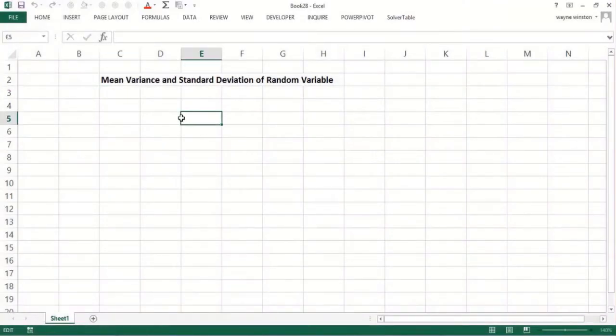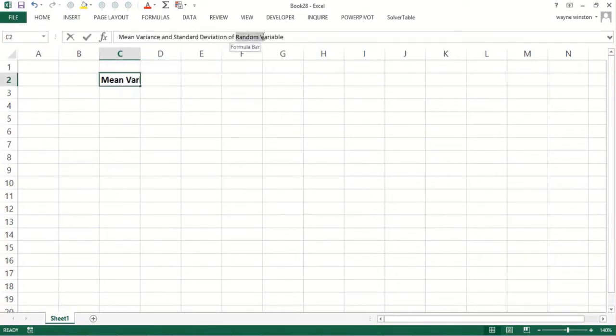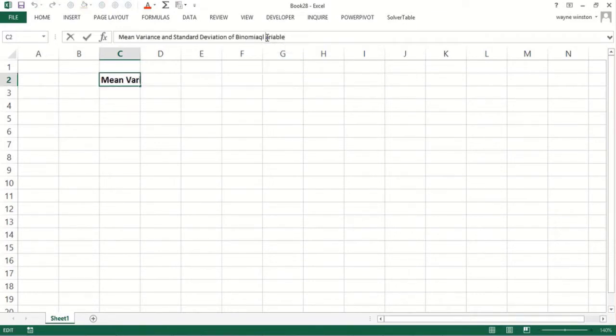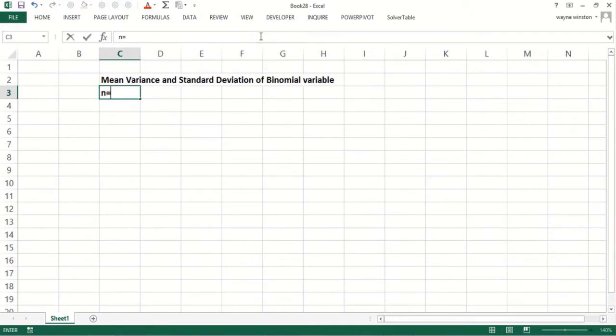Let's quickly give you the formulas for the mean, variance, and standard deviation of a binomial random variable. So that gives you an idea of what can happen if you know the number of trials and the chance of success on each trial. Let's suppose we have n independent trials, and let P be the probability of success on each trial.